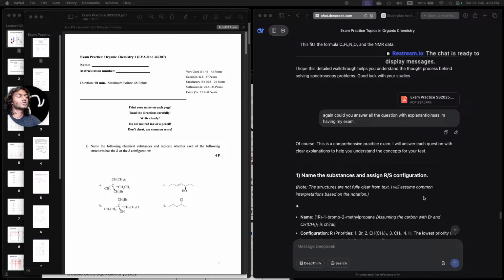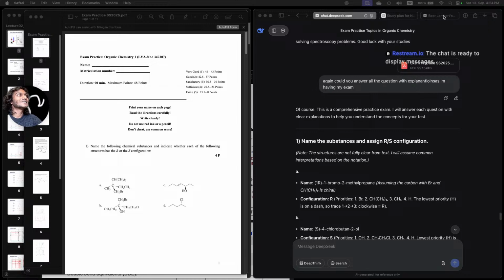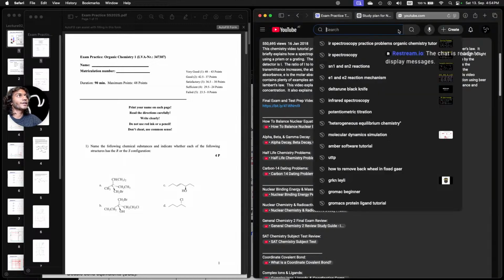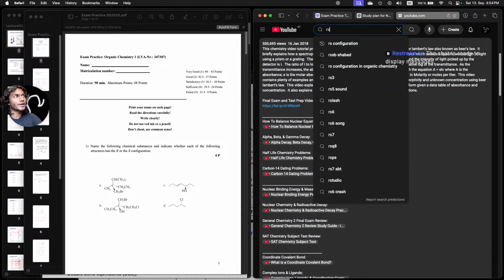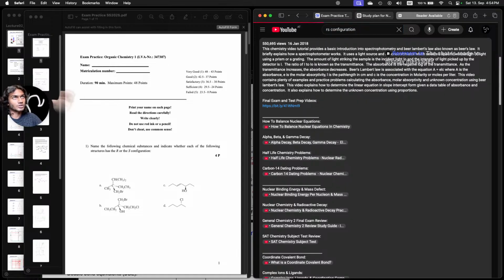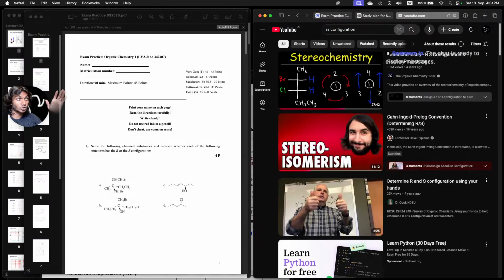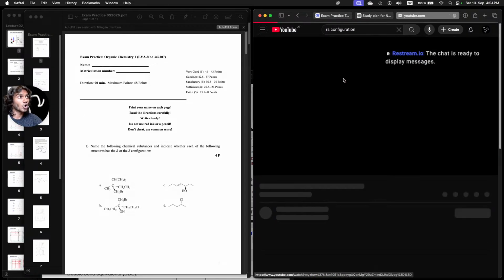Name the substance and assign RS configuration. So let's look at the RS configuration. I do remember it, but there's no harm in looking it up again. There ain't no harm in it.